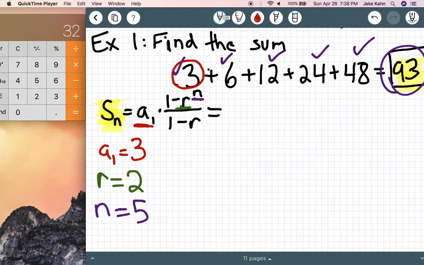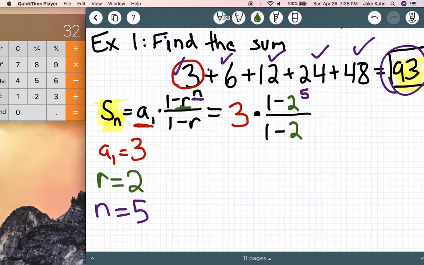All right, first of all, A1 is 3 times 1 minus r to the n. So r is 2, n is 5. So 1 minus 2 to the 5th power. This is all divided by 1 minus r. And again, r is 2. So now we plugged in our numbers for this formula, for those variables, A1, r, and n. And now we just have to evaluate moving forward what this is equal to.